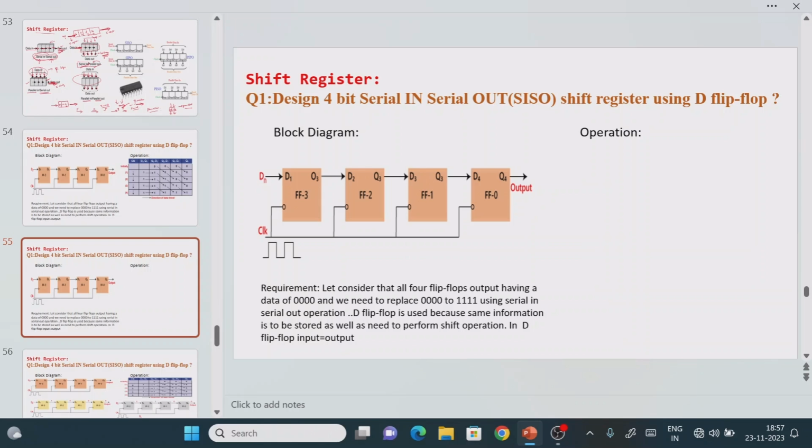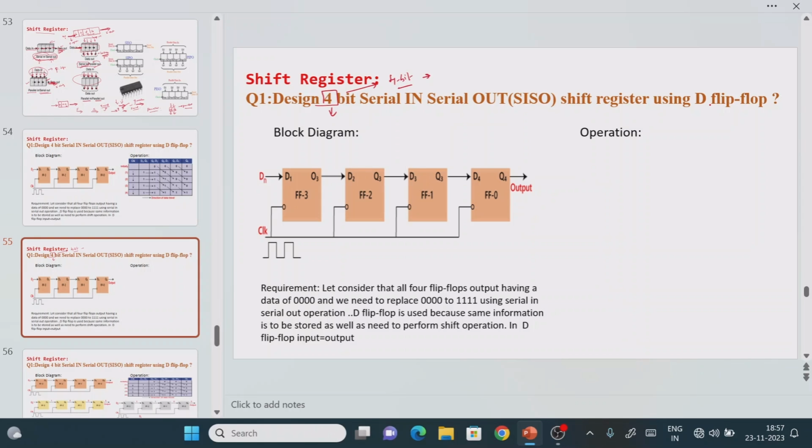SISO means input we are giving serially, output we are collecting serially. Shift register using the D flip-flop operation, right? From here we need to understand a few points so that we can design the circuit. The first point: here we need to design a 4-bit shift register.